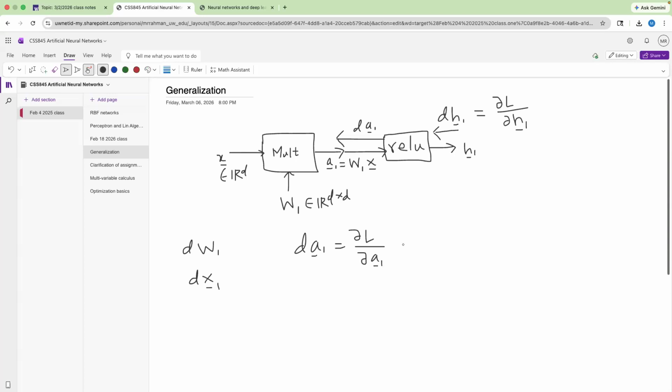And now we can apply the chain rule. So this will be d of L divided by d of h1, times d of h1 divided by d of a1, right? Now this part is what? This part is the upstream gradient that is passing through here, so this is d of h1 bar. And what about this quantity? Can anyone tell me what this would be?